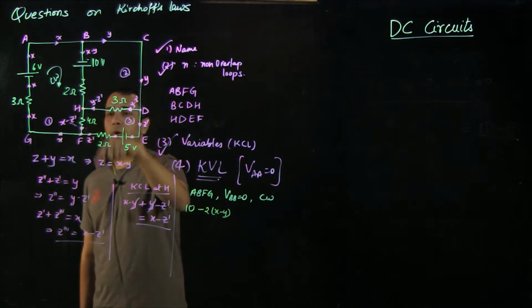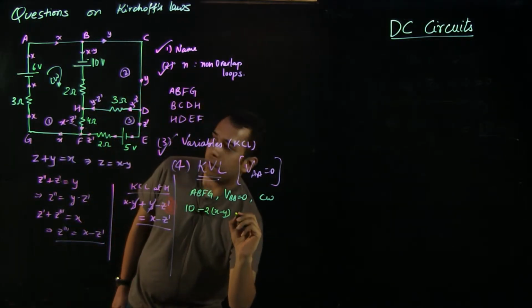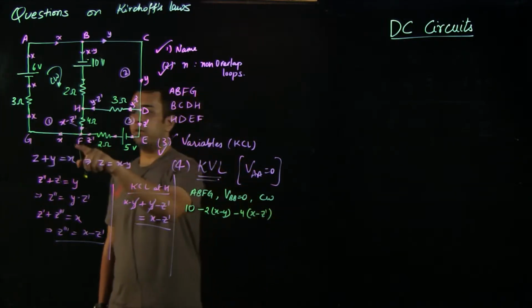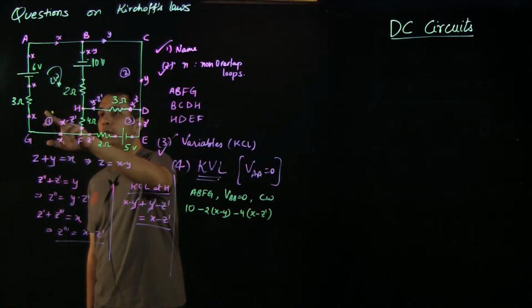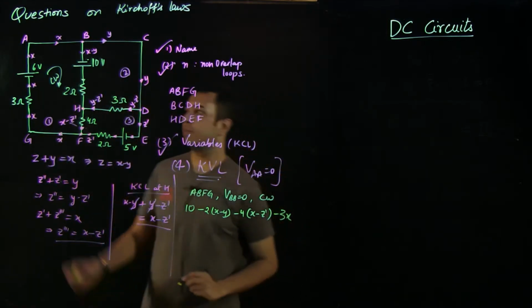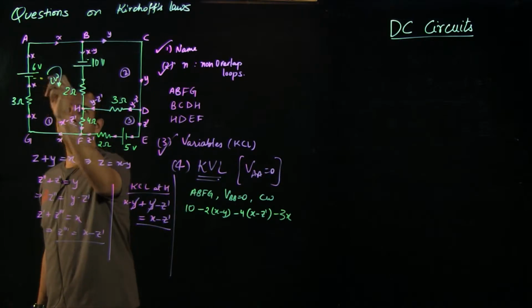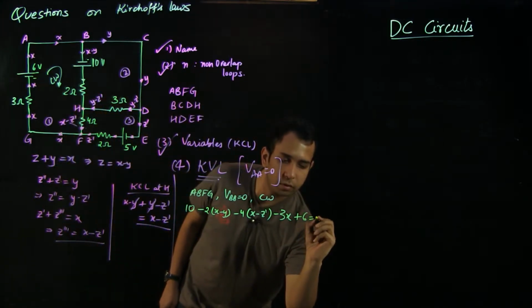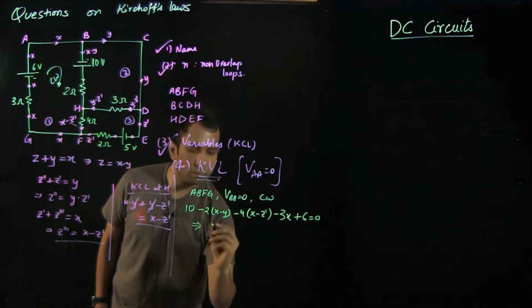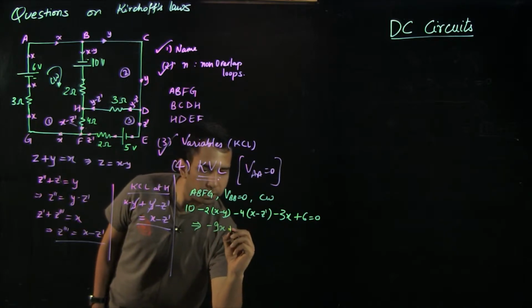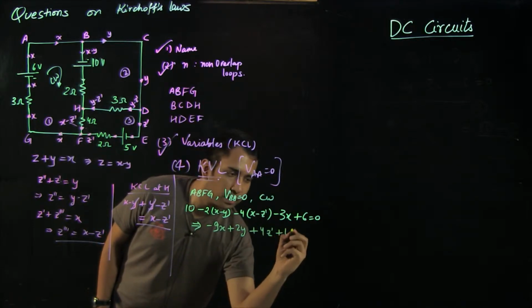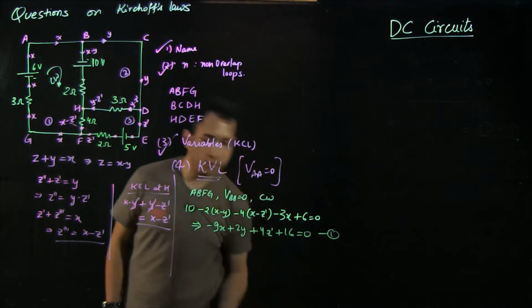Then we reach H, and from H to F again we are in the same direction as the current, and we encounter 4 ohms. So x minus z dash. From G to F there is nothing. From G to A, we are in the same direction as the current again, and we encounter 3 ohms, so it's 3x, and we hit the negative end of the battery, 6 volts, so it is a gain of 6 volts. So this gives us the first equation, which is minus 9x plus 2y plus 4z dash plus 16 equal to 0. So this is our first equation.